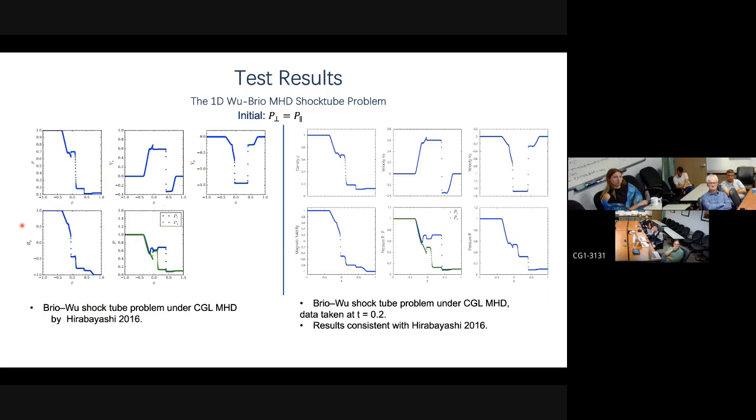We also test a one-dimensional MHD shock tube problem and compare it with the result in another published JCP paper about anisotropic MHD. You can see the results agree well, and there are certain differences between ideal and anisotropic cases. For example, the contact discontinuity involves not only variation in rho, but also in By and the perpendicular and parallel pressure.